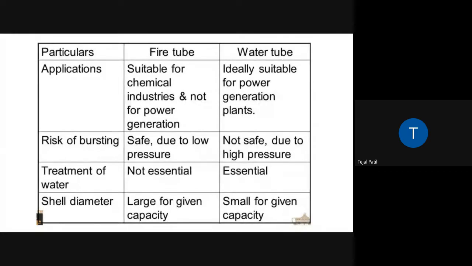Fire tube boiler, it is large for the given capacity, because as it is a water tube boiler, definitely we need more space to store that water. And in the water tube boiler, the water is actually passing through small tubes. So as per the capacity, the tube size, or the shell size, is small.